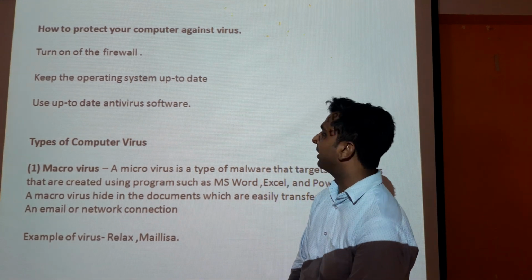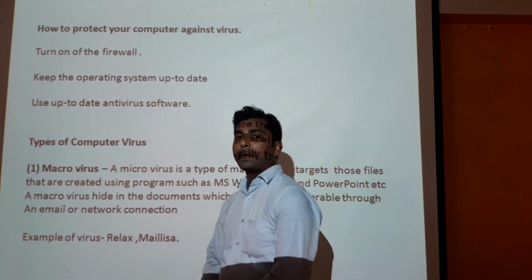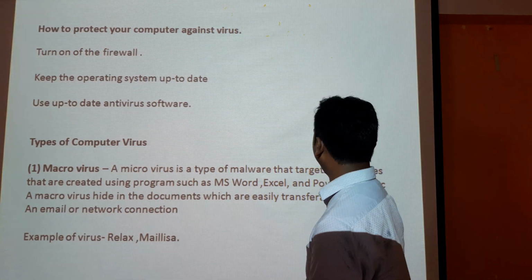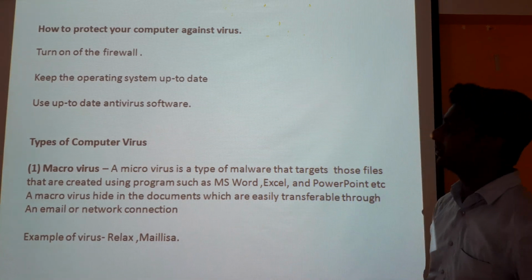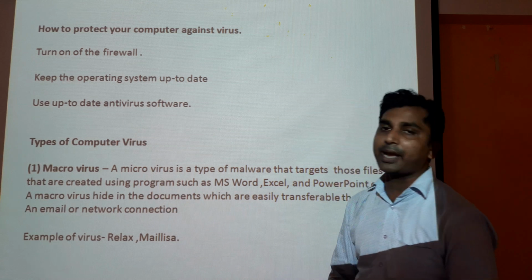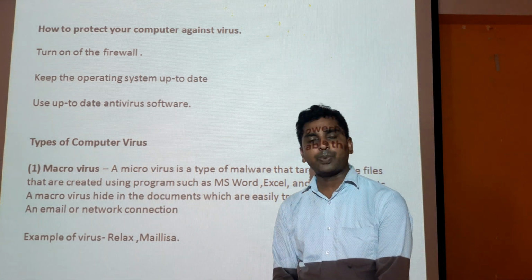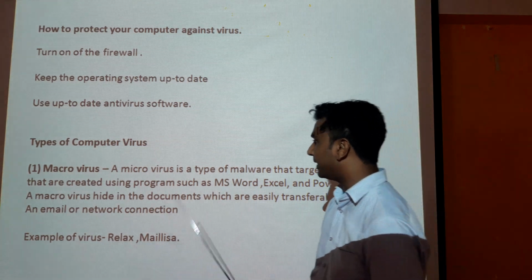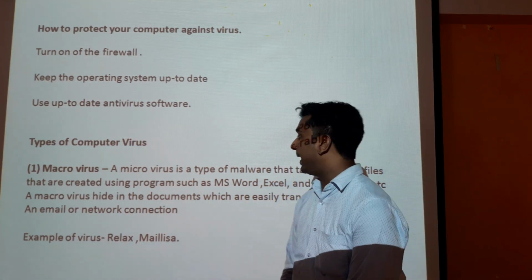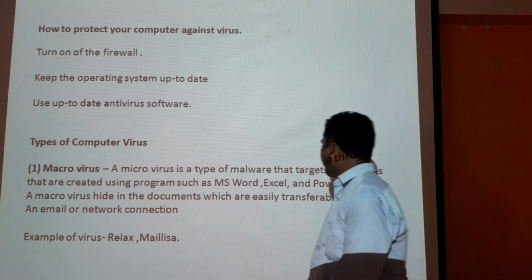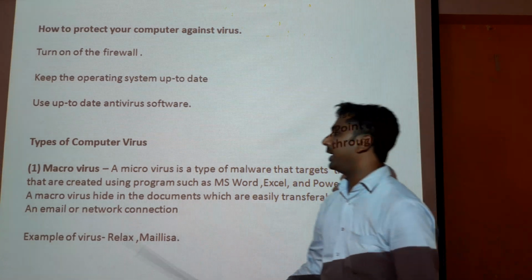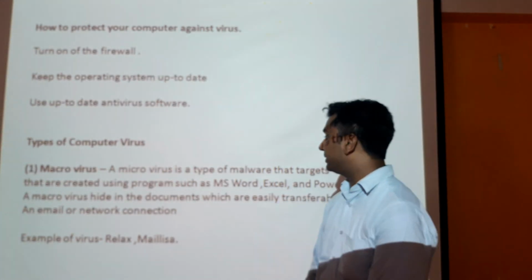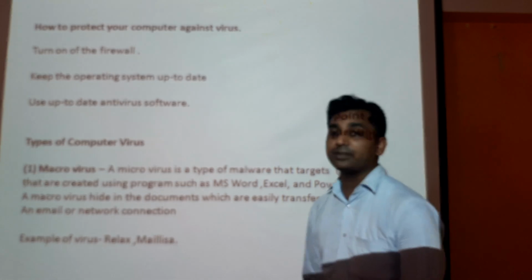Okay, so now we will see types of virus. There are different types of virus. First is the macrovirus. What is a macrovirus? A macrovirus is a type of malware that targets files created using programs such as Microsoft Word, MS PowerPoint, Excel, MS Access, etc. A macrovirus hides in documents which are easily transferable through an email or network connection. Examples of macrovirus are Relax and Malicious.